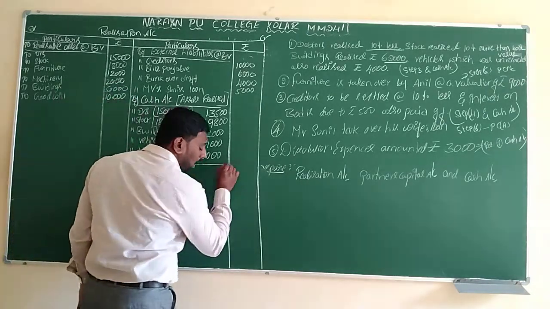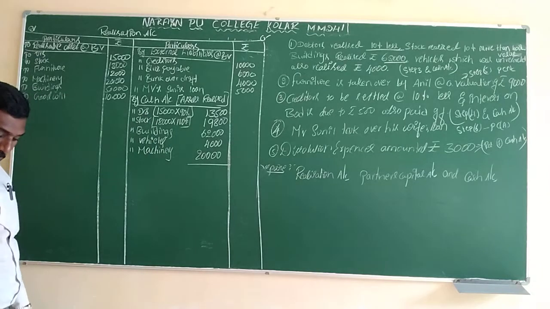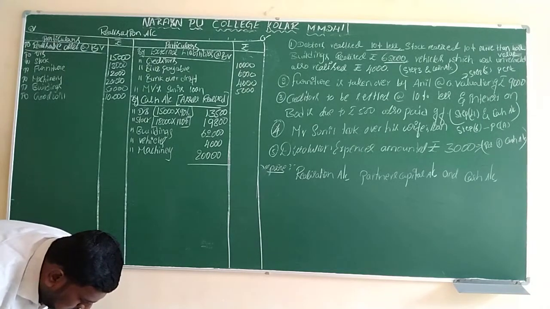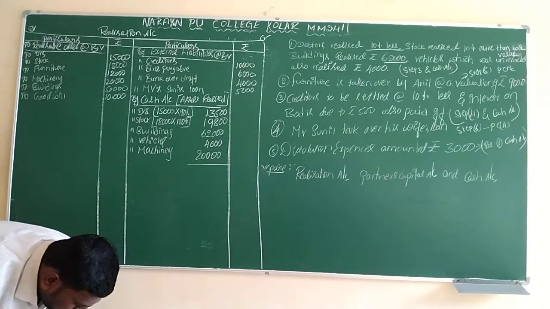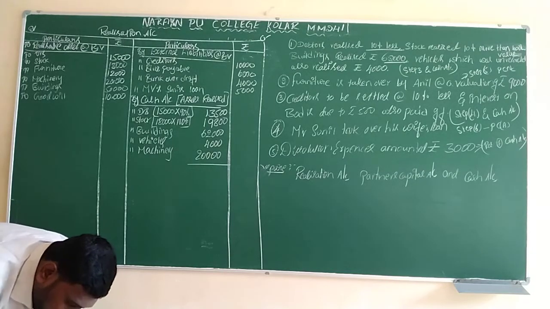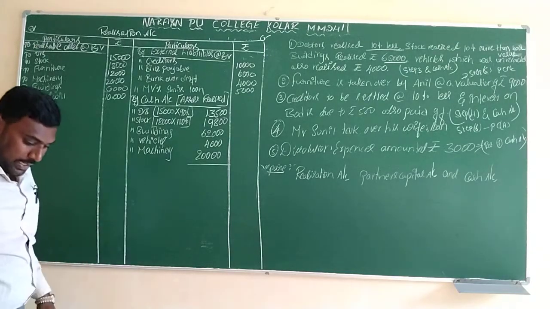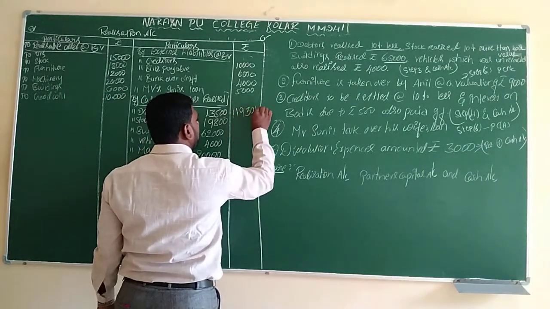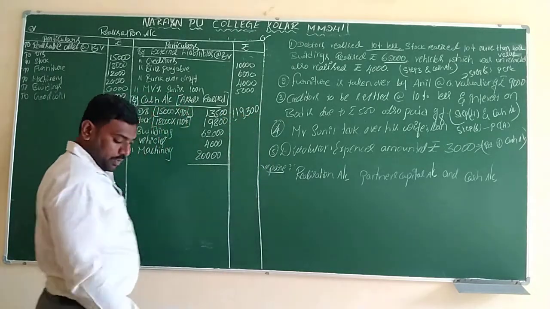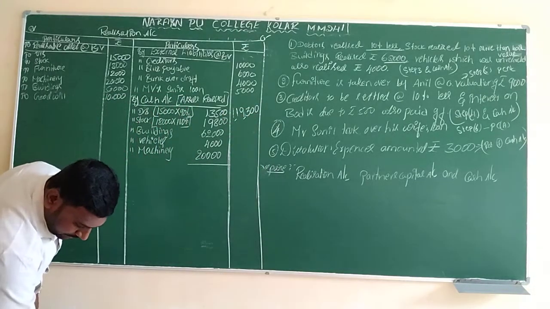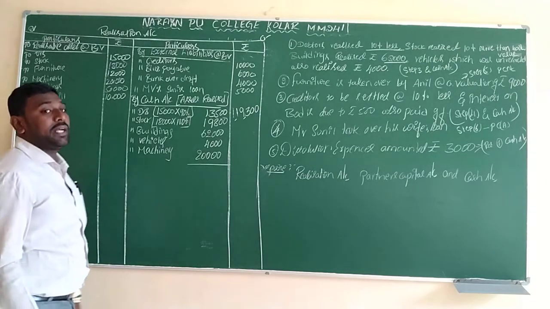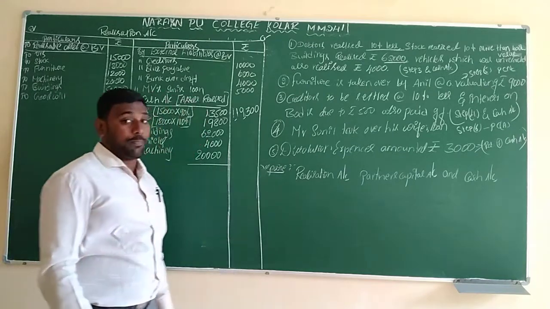So we will make the total of this. We will get one value. By totaling this, we will get 1,19,300. We have to get 1,19,300. This is about step number 3. Let's come to step number 4.